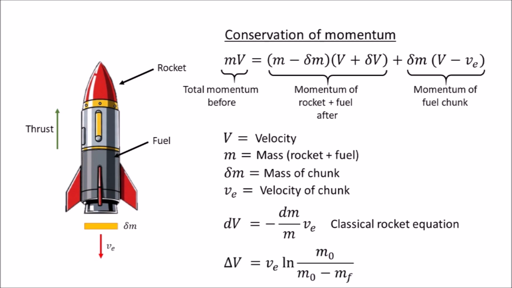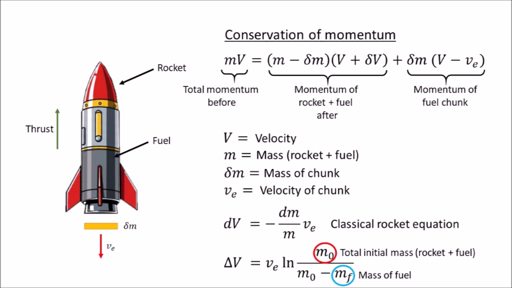We can easily solve it, and then calculate what speed a rocket can achieve in empty space and zero gravity. m0 is the total initial mass, rocket plus fuel, and m sub f is the mass of the fuel, also called wet mass. This is a nice result because it only depends on the exhaust speed v sub e and how much fuel the rocket has.